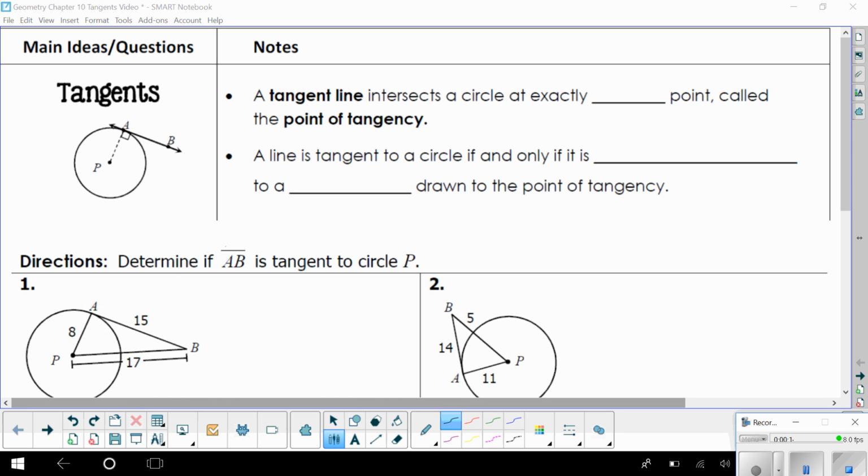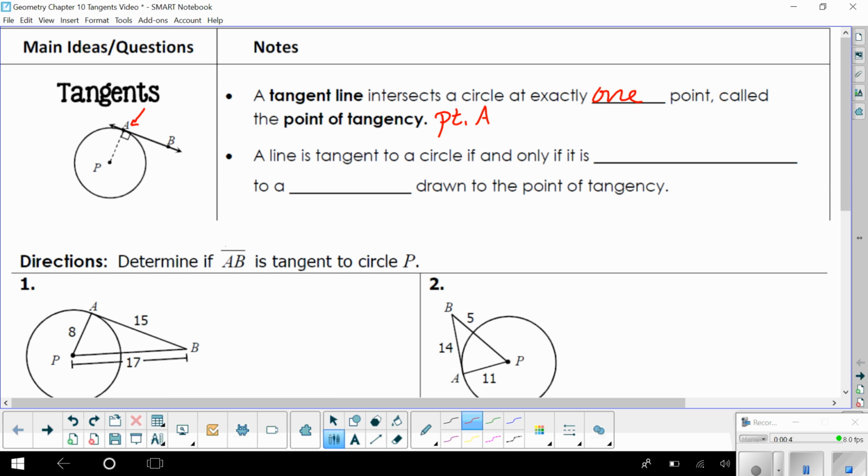So if you remember, tangents are lines that touch the circle only at one point. So let's read this. A tangent line intersects a circle at exactly one point, which is right there, called the point of tangency. Okay, so point A is your point of tangency.